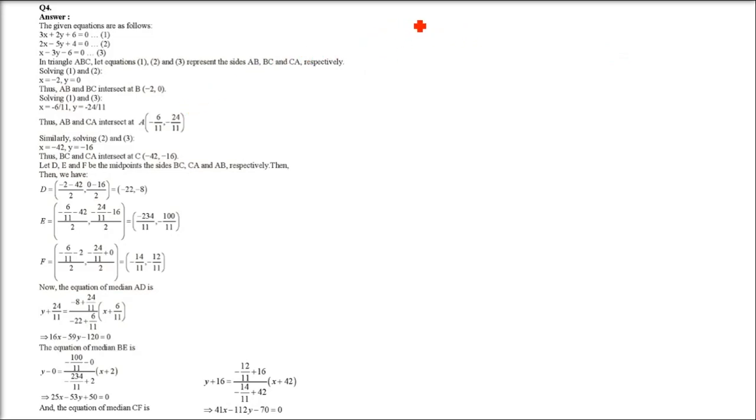So let me tell you what the situation here is. We have a triangle, three sides, and from one vertex to the opposite side, we drop a line, and this line is dividing that opposite side. We are drawing a line from the vertex to the opposite side, and that line should divide the opposite side, and these are called the median.